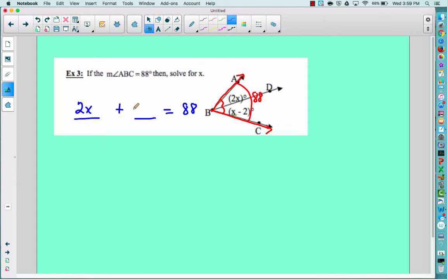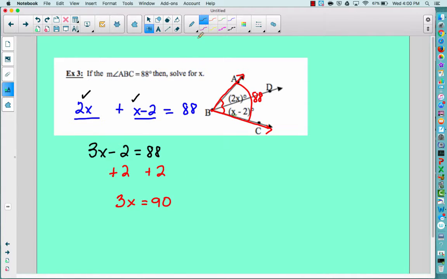The first part is 2x. The second part is x minus 2. Now I add them together and I combine the like terms. These are like terms, the x and the 2x. So I get 3x minus 2 equals 88. Then I use algebra, so I balance the equation by adding 2 to both sides. I get 3x equals 90. In this case, 3 is being multiplied to x, so I divide both sides by 3, which gives me x equals 30. I go back and look at the question. The question says solve for x. I did solve for x. I found my x, so I box my answer so I can provide clear mathematical thinking. All right, so that's how you use the angle addition postulate.